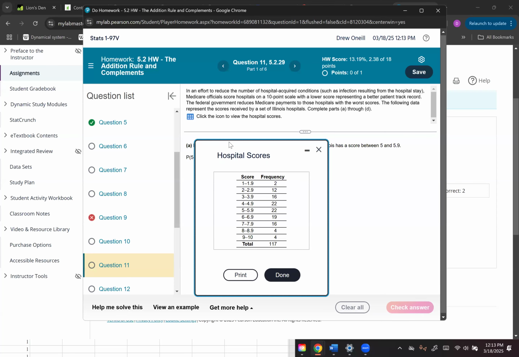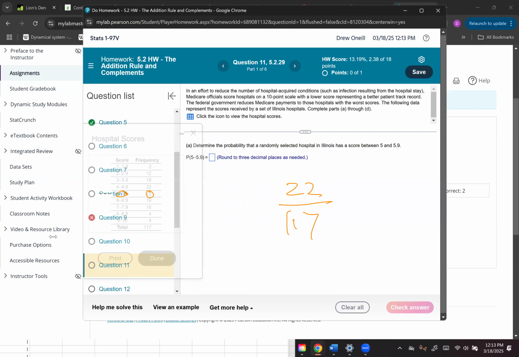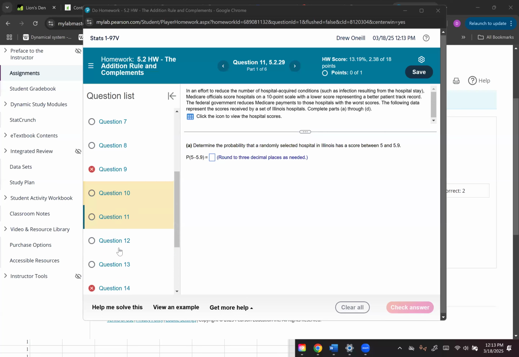This one you can just read. There's a little bit of math to do. It's asking us to find the probability that a randomly selected hospital in Illinois has a score between 5 and 5.9. Here's that. They're asking about that. So that's 22 out of the total, which is 117. That's the probability. So yes, it's relative frequency, but it's also probability. And you do the rest accordingly.